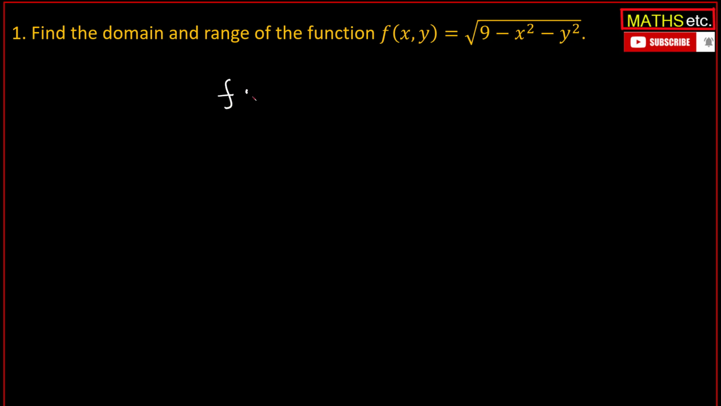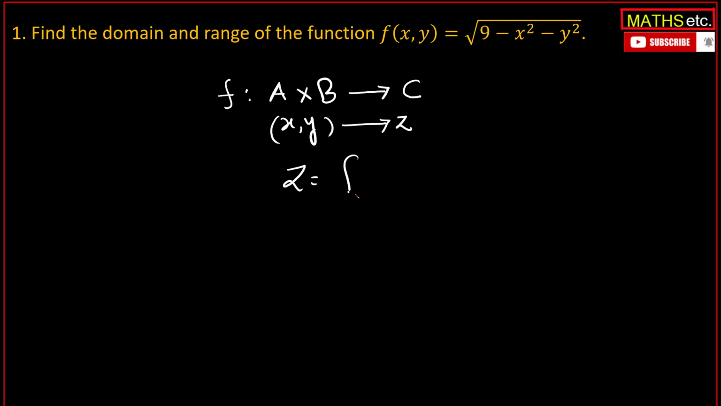A function of two variables from a set, say A cross B, to another set C, is a rule which assigns each element (x, y) in A cross B to a unique element z in set C, and the rule is given by z equals a function of x and y variables. Now if these A and B sets are given, then nothing doing. A cross B will be the domain of this function. But this is not the case here.